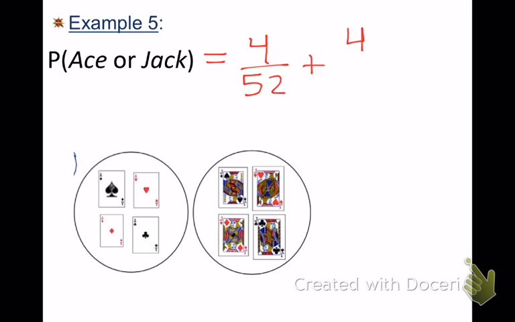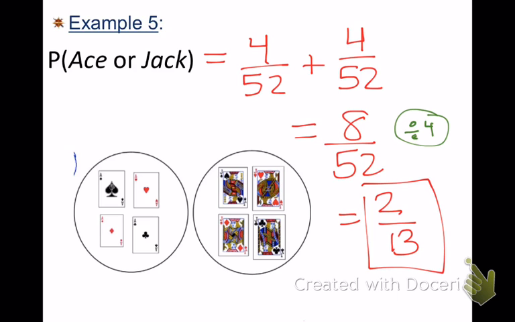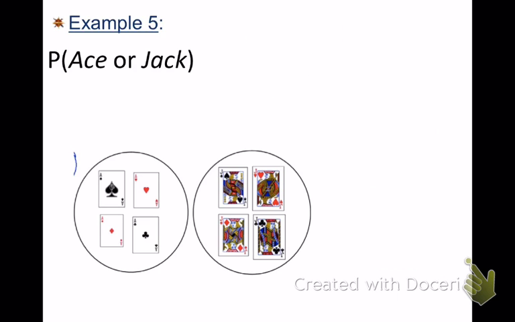There are 4 out of 52 as well, which gives us a total of 8 out of 52, which means we're going to divide by 4 again. With cards, you'll usually end up dividing by 4. And we're going to get 2 out of, let's see, how many 4s go into 52? 13. All right, let's go ahead and move on to the next one and the last one.